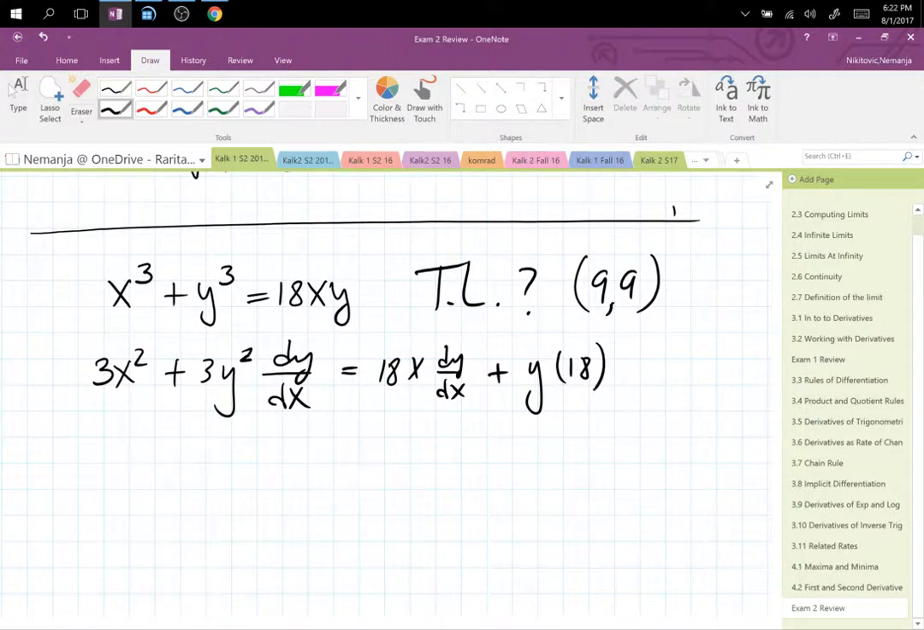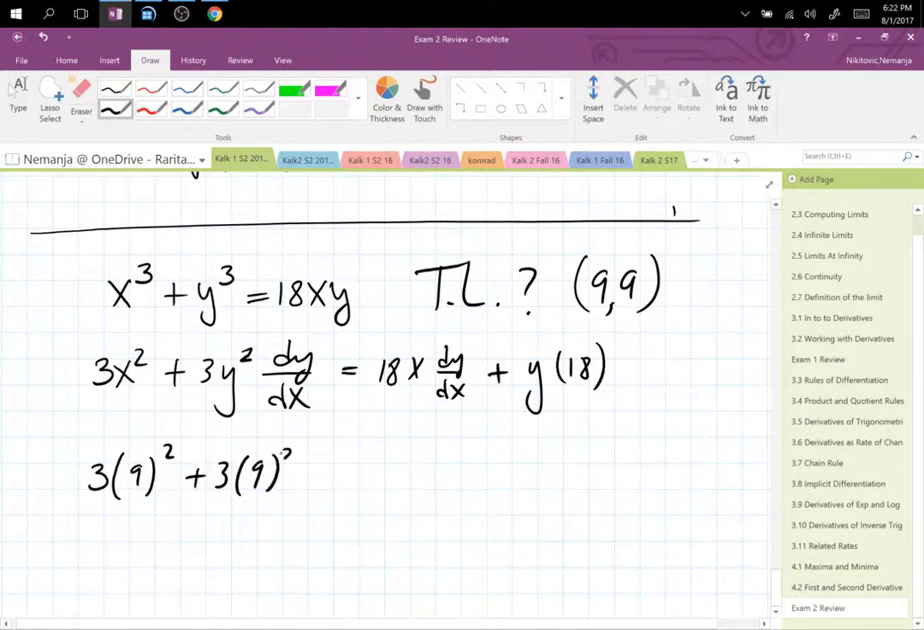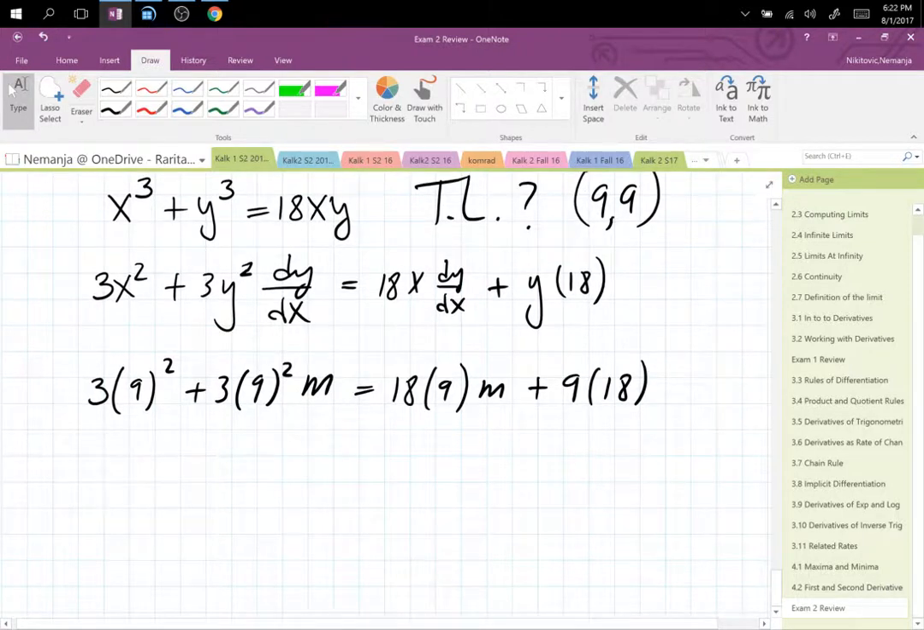Plug everything in immediately. So 3 times 9 squared plus 3 times 9 squared m is equal to 18 times 9m plus 9 times 18. Now, depending on how good you are with math, you can maybe see that you can divide everywhere by 81. Each term has 9 times 9. 18 is 2 times 9, and then you have another 9.